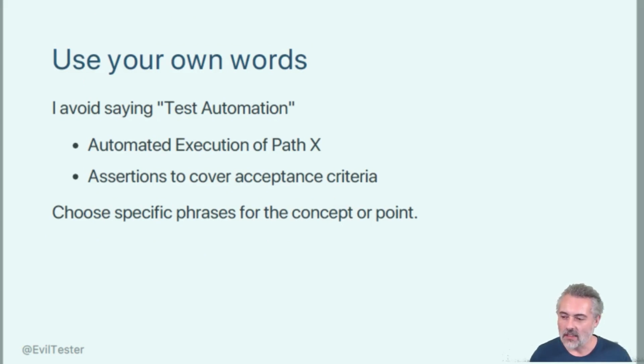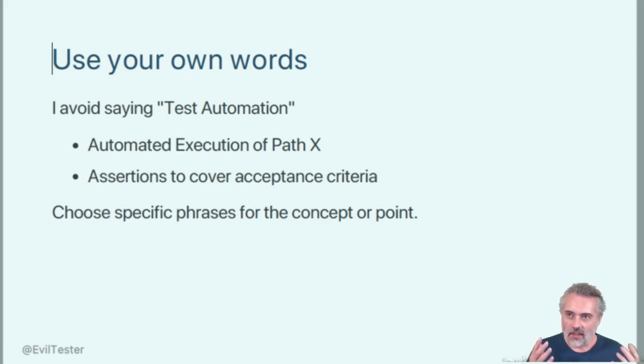So I'm going to try and suggest that we use our own words as much as possible. I personally try and avoid saying automation. Right, I'm using it in this, but it's a marketing word. I try and avoid saying test automation. Normally what I'll say is, I am in the process of automating this particular process. I've automated this particular part of the system. I've written assertions to cover the acceptance criteria for this particular story.